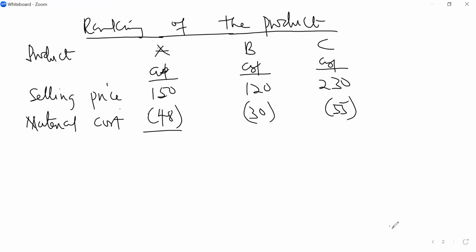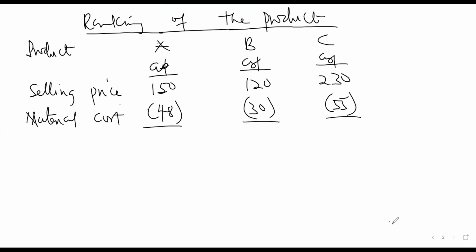So let's come here. What will be the throughput contribution? A is 102, B is 90, and C is 175. Can we make a decision based on these ones?